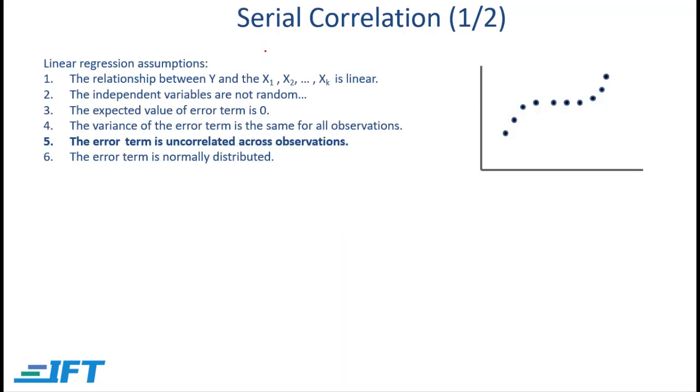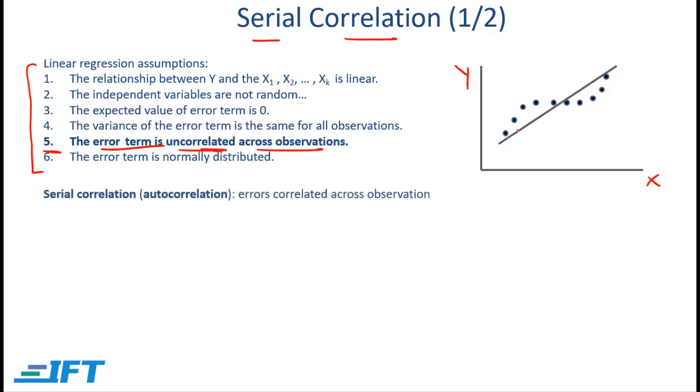Moving on to another possible violation, which is serial correlation. Here again, I have reproduced the linear regression assumptions, and assumption 5 is that the error term is uncorrelated across observations. But what if we have a situation like this? Here is our independent variable, this is the dependent variable, this is our scatter plot or our various observations. If we draw a regression line, we have something like this. Now here, notice that we do have a serial correlation issue, which means that the errors are correlated across observations.